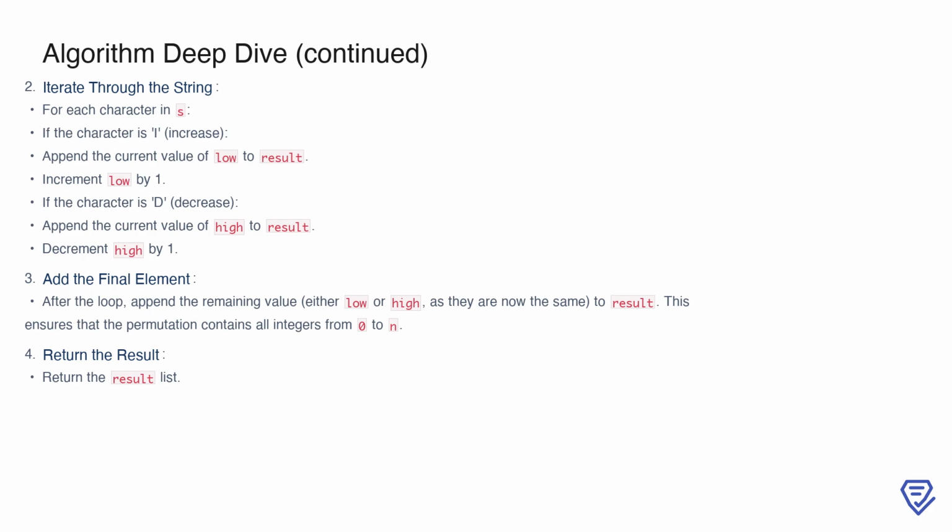After processing all the characters in the string, we will have one remaining value, either low or high, as both pointers will have converged. We append this final value to result to complete the permutation. Finally, we return the result list, which now contains the desired arrangement of integers from 0 to n that satisfies the constraints defined by s.